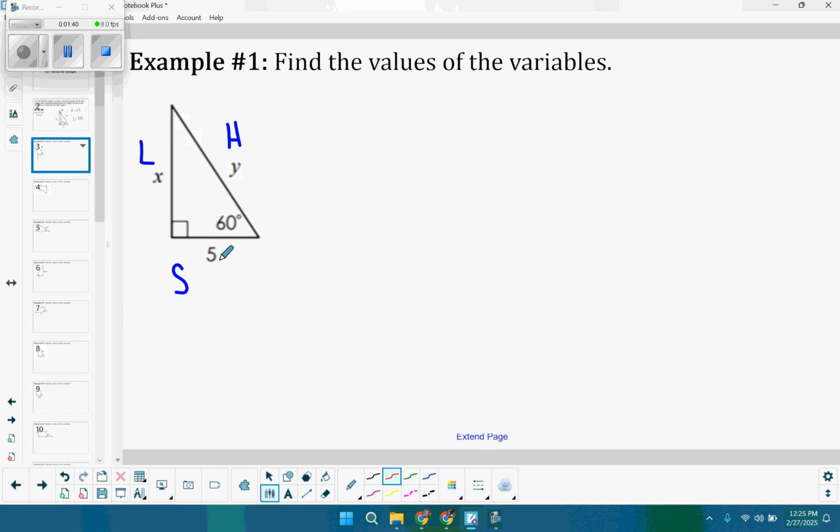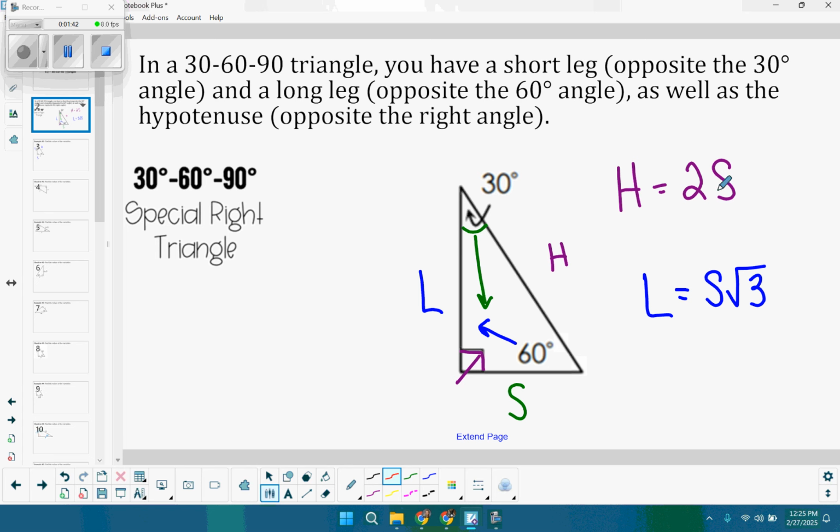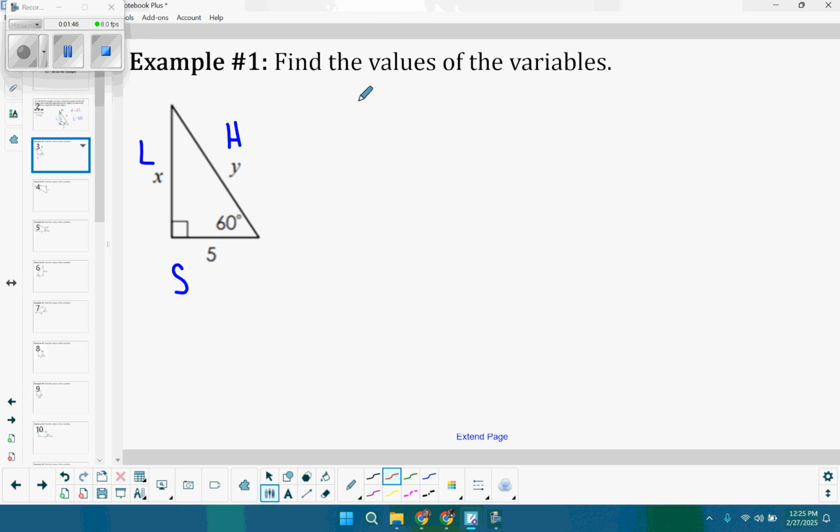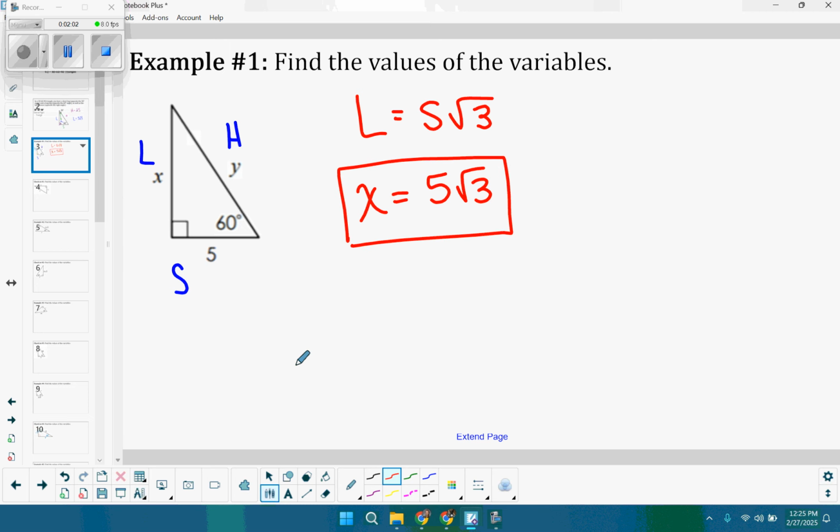Since I'm given the short leg, S is in both formulas, I can use either one. It doesn't matter. So I could start with, let's say, the L formula. L equals S times the square root of 3. So L we're going to replace with an X equals, the side length was, the short leg was 5. Bring down the root 3. And that's it. That's what X is. We can't do anything else to it.